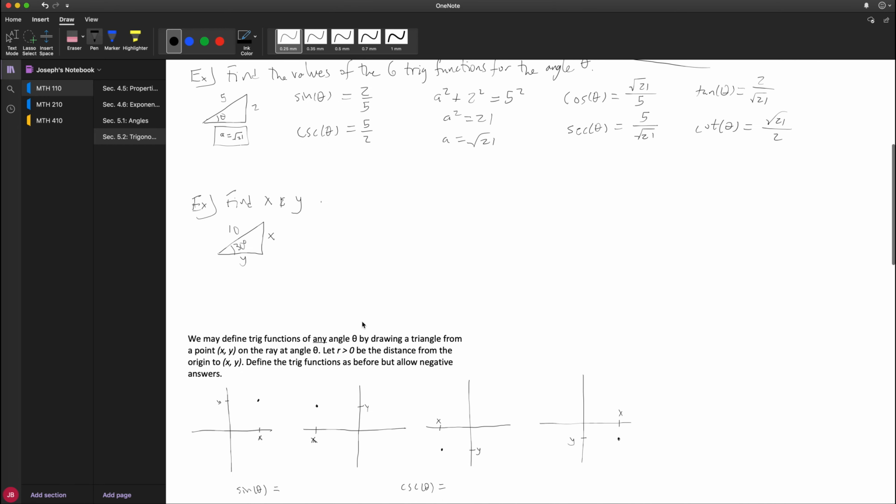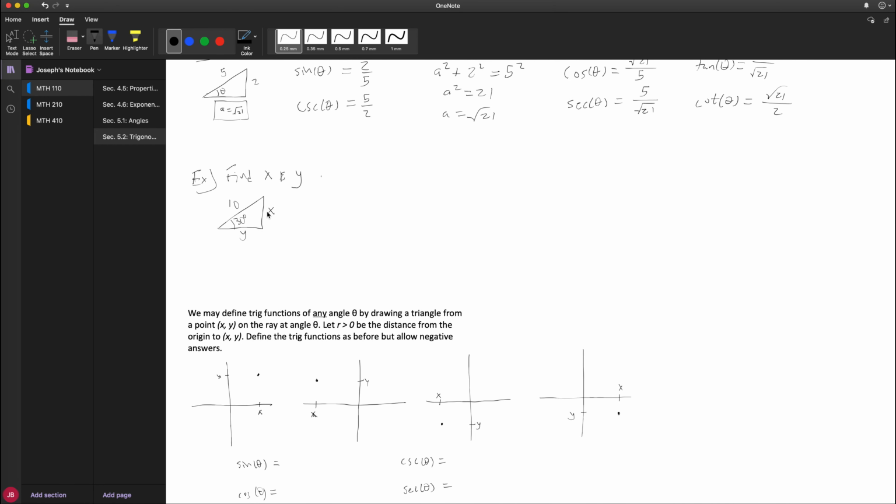Now another problem that you'll see, especially on the worksheet, is something like this. So we have a triangle set up here. This is a right triangle, and we have x and y unknown, so we want to try to find those. But we know the hypotenuse is 10, let's say, and we also know that the angle here is 30 degrees. So we're going to get into a little more about trig functions of angles, but let's hold off on that for now. What I want you to do is to turn to page 336 in the book.